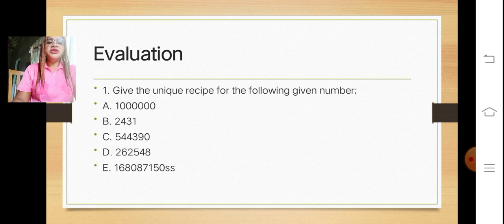Okay, for the evaluation, I have here 5 numbers. Give the unique recipe for the following given numbers.